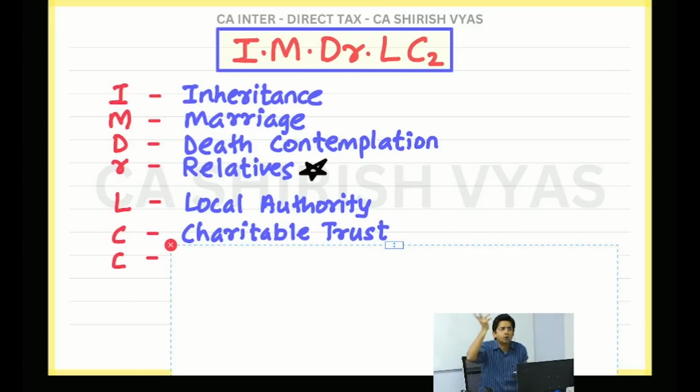So there are some big shot people, high net worth individuals, who might be giving donations. So if a charitable trust also receives crores of money, it is normal, because people give to charitable trusts. And vice versa, trust also gives to the public. So whether the trust is receiving or giving, both ways it is tax free. Okay, so C stands for charitable trust.